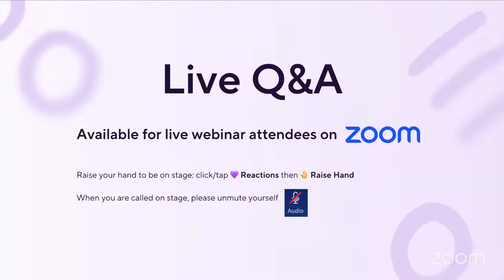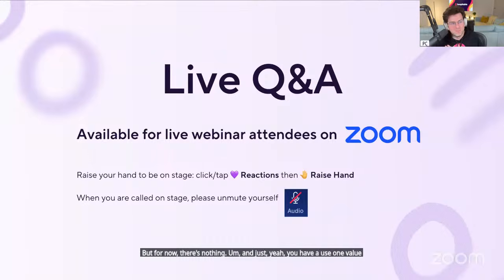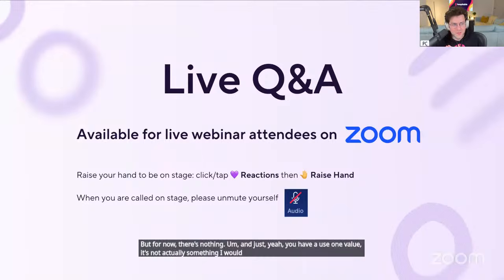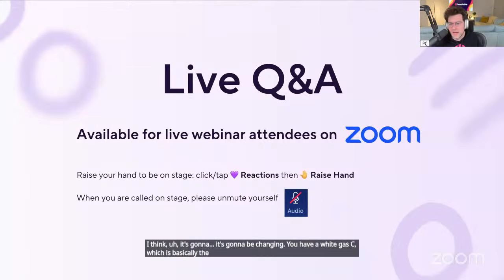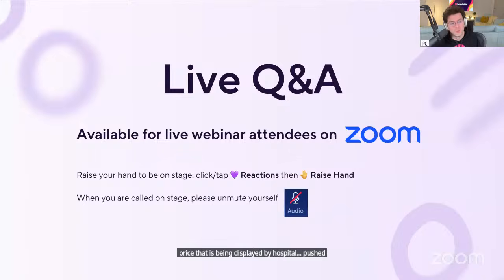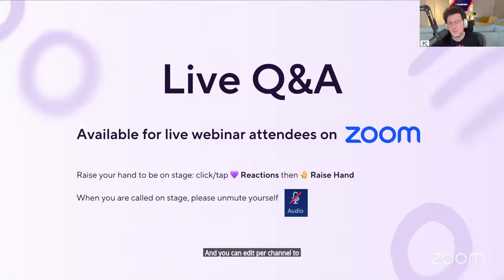Got it. Thank you. For now, there's nothing, and the use one value is not actually something I would recommend for you to be using. I think it's going to be changing. You have a what guest see, which is basically the price that is being pushed by Hospitable to your booking platform, and you can edit per channel to set the cleaning fee on a per channel basis.